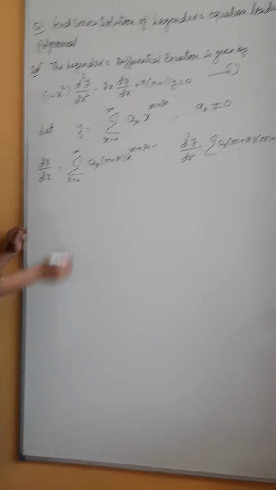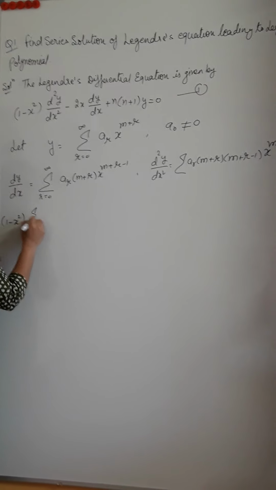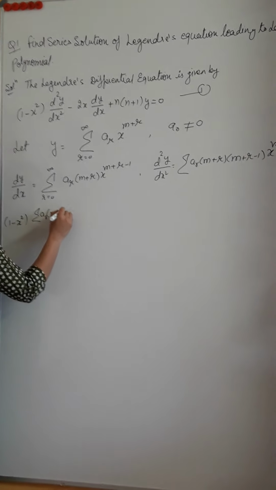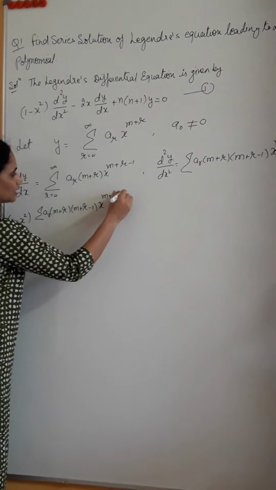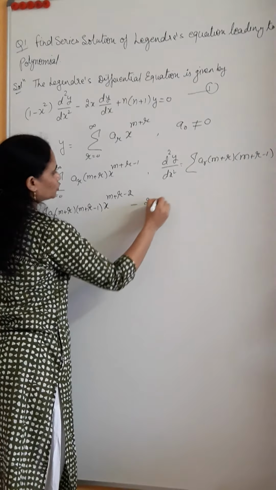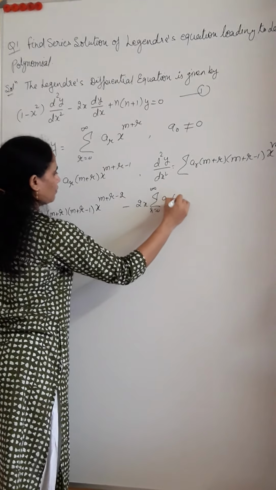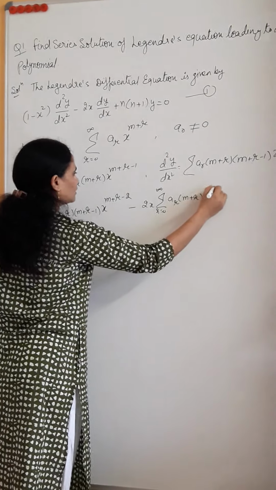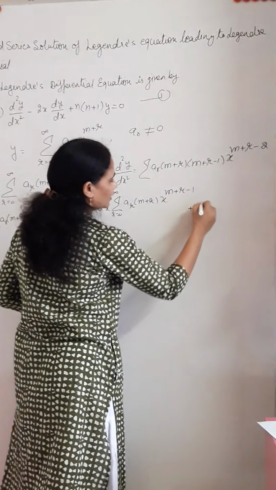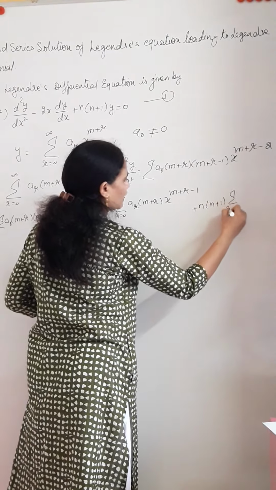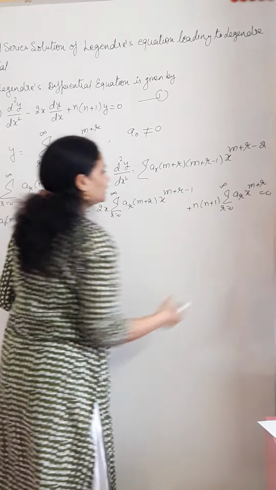So let's substitute these values in equation number 1. So (1 minus x square) summation a_r (m plus r)(m plus r minus 1) x power (m plus r minus 2), minus 2x summation over r of a_r (m plus r) x power (m plus r minus 1), plus n(n plus 1) summation over r from 0 to infinity of a_r x power (m plus r) is equal to 0.